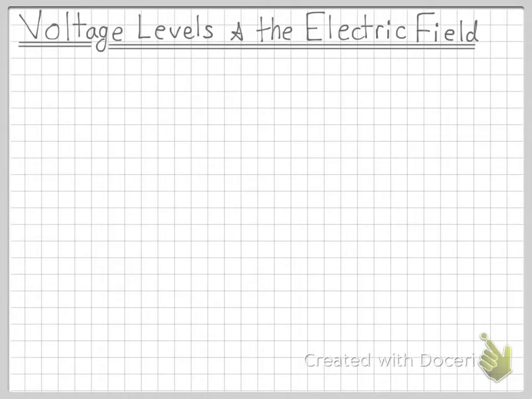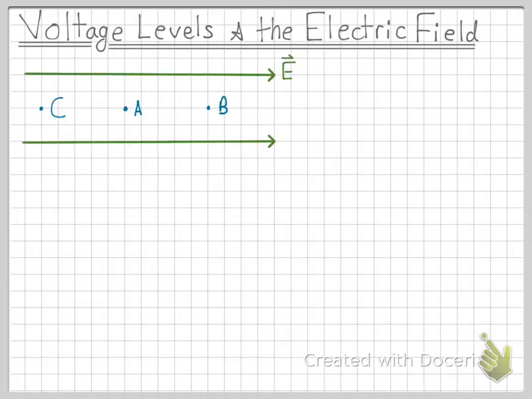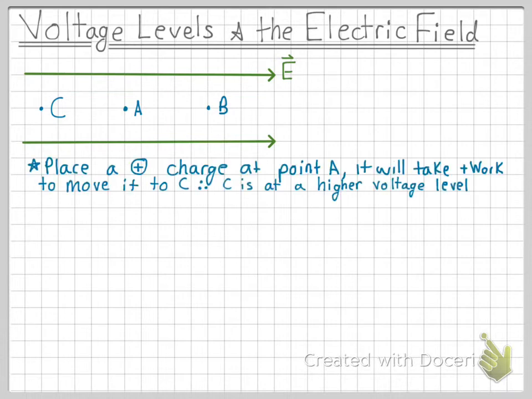This video covers the relationship between voltage levels and electric fields. Let's say that we have an electric field pointing in the positive x direction, and these are three different points within the electric field. If we place a positive charge at point A, it will take positive work to move it to point C. Therefore, C is at a higher voltage level.